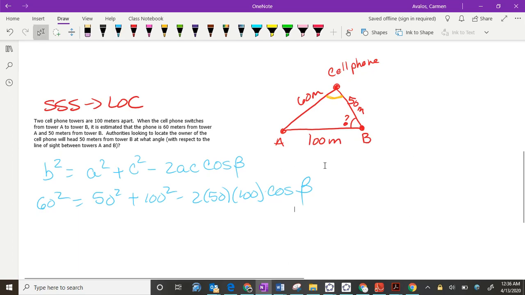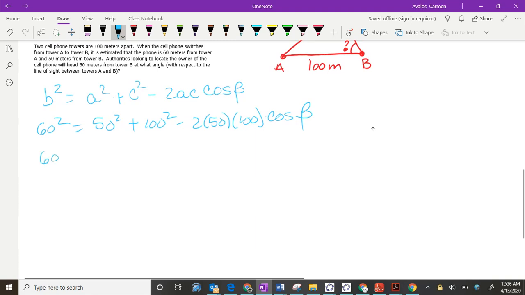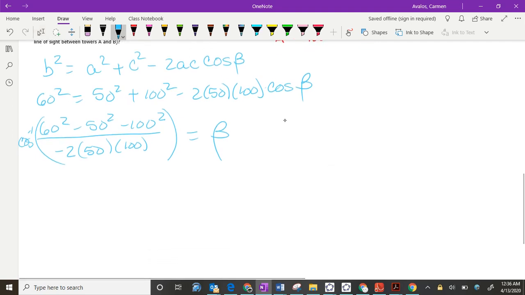And the only thing that I don't know is that angle beta there. And so we do what we did before, 60 squared minus 50 squared minus 100 squared, all divided by the negative 2 times 50 times 100. And so we got rid of everything. And now we need the cosine. So we're going to do the cosine inverse is equal to beta. We put that into our calculator and we get that that's 27.1268 degrees is going to be my beta.